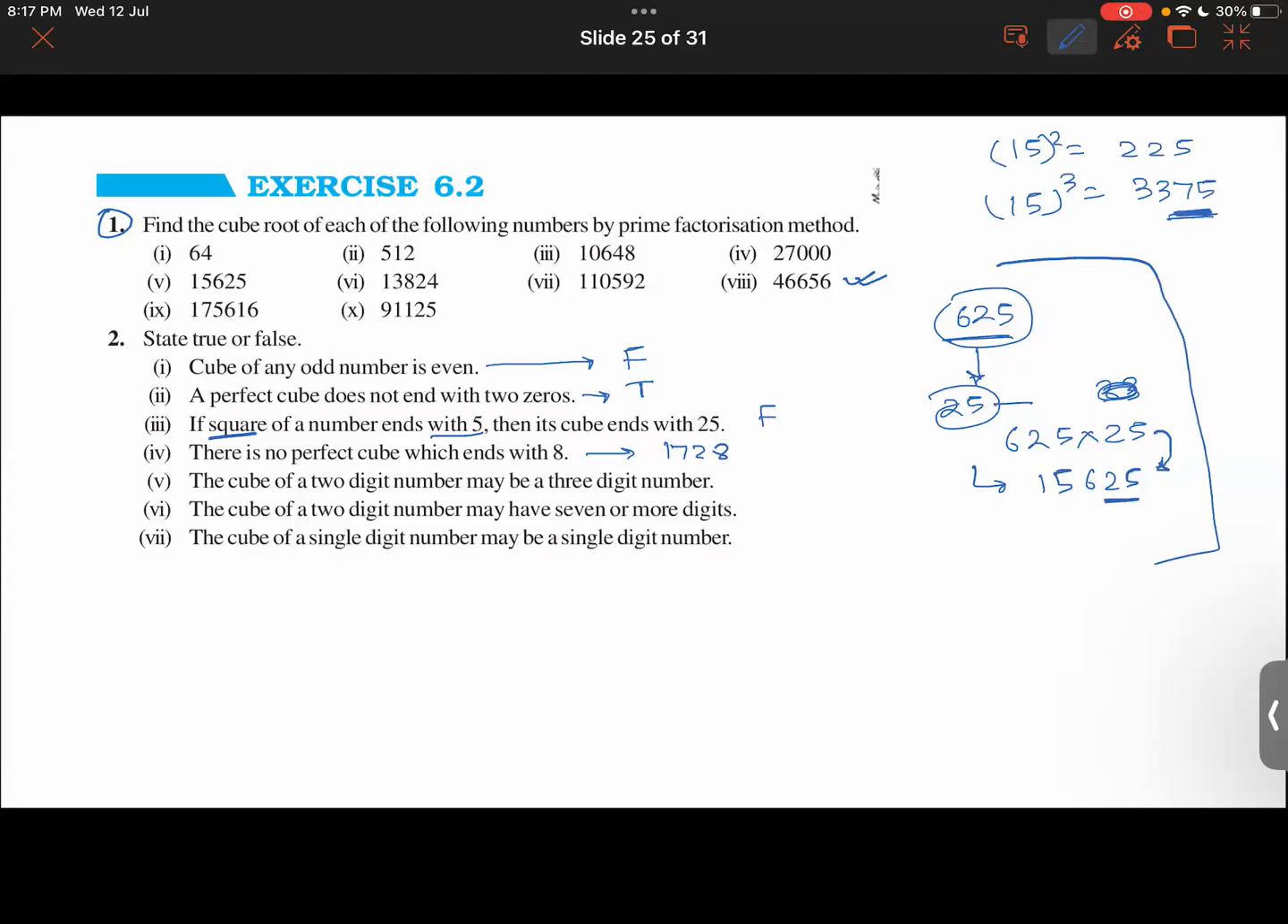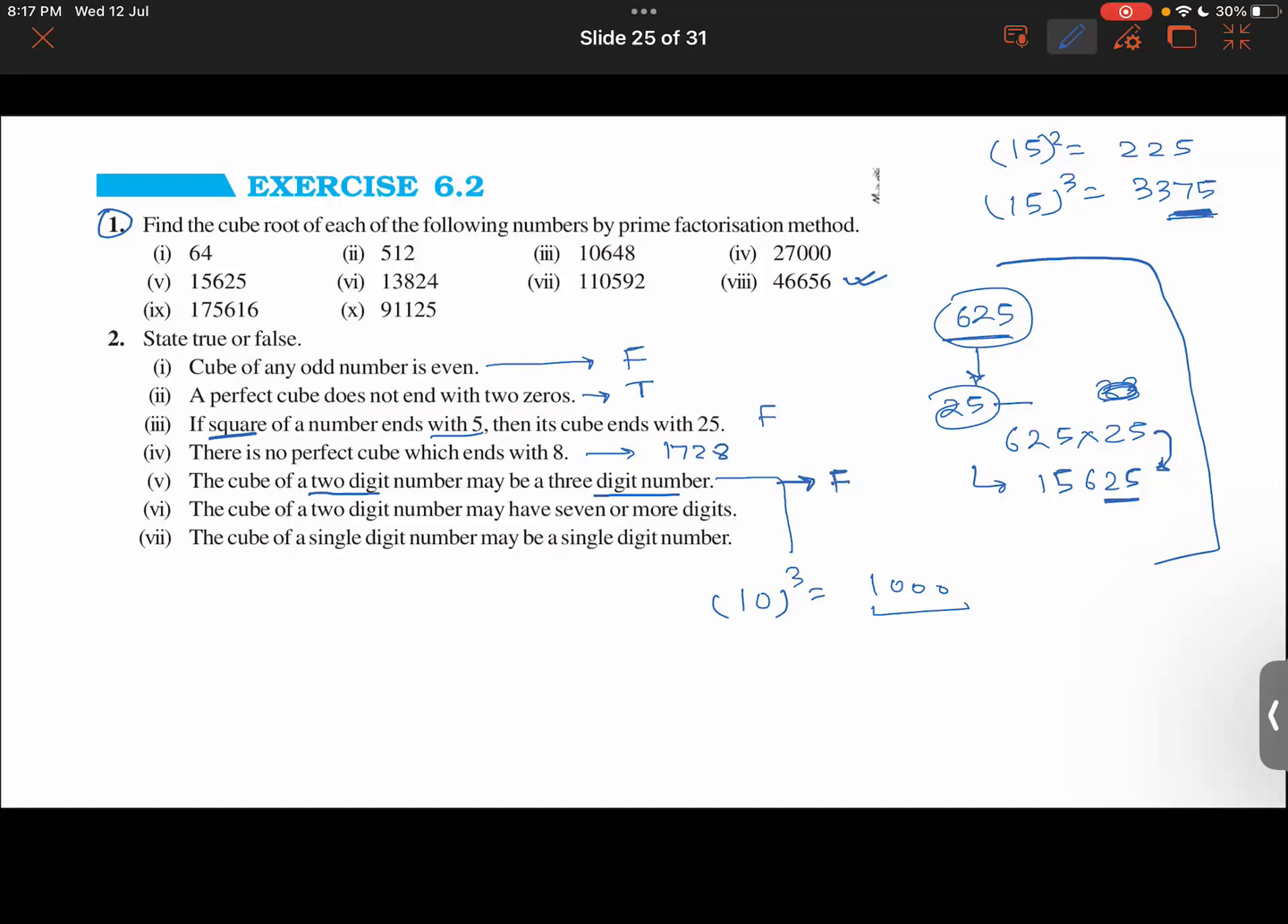Okay, the cube of a 2-digit number may be a 3-digit number. So let's take a 2-digit number, 10. The cube of 10 is 1000. But as per the statement, the cube of a 2-digit number may be a 3-digit number. No, it's a 4-digit number. So the statement is false. Okay, Arhan, see the next question.